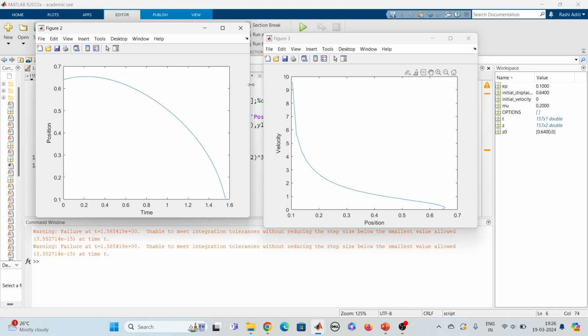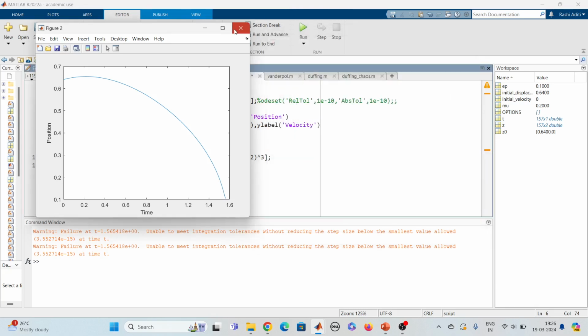Now how do I know it is increasing with time? See, with time, my position is going from around 0.65 to 1.6. Sorry, at 1.6, it is going to around 0.1. At 0.1, you can see that the velocity is now increasing vertically, right? Which means that the system is unstable. Even a small perturbation is taking it to infinity.